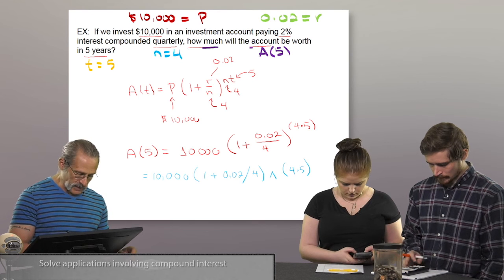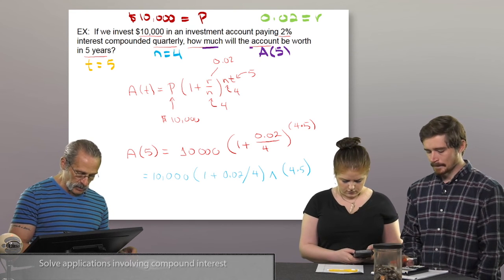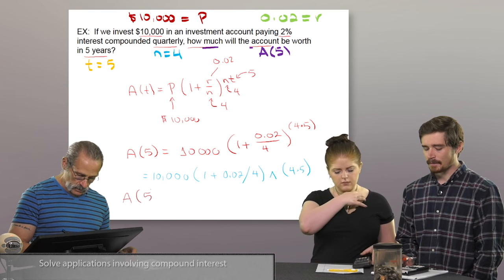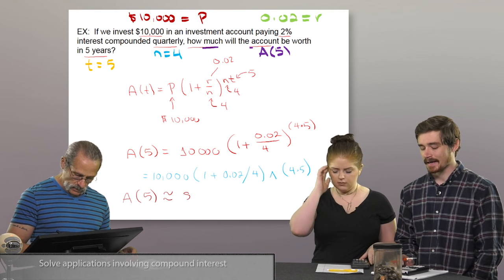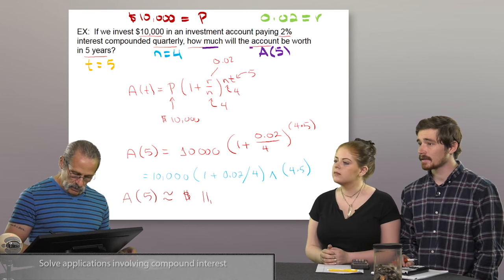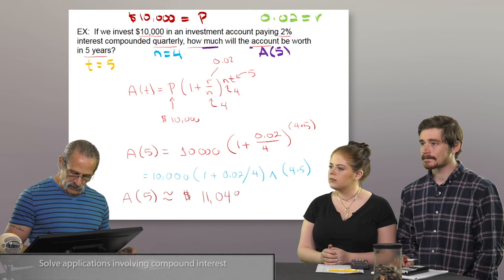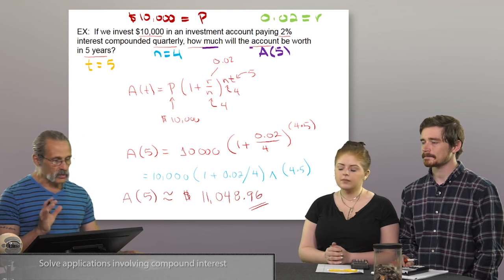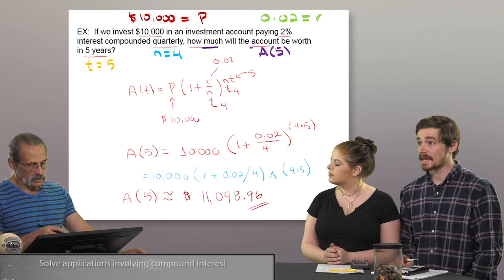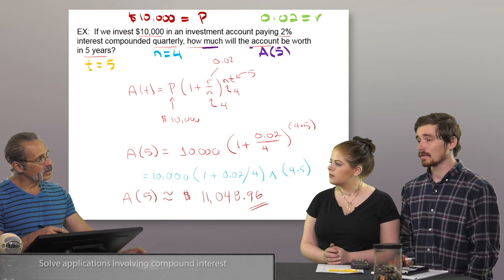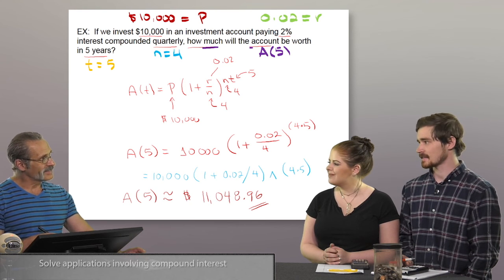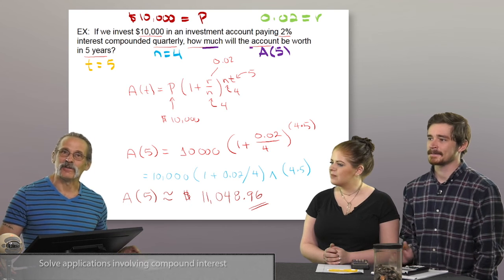And when you do, out to the nearest penny, can you tell me the answer, please? Yeah, I got $11,048.96. Beautiful. $11,048.96, you said? Exactly. We started with how much? We started with $10,000. We ended up with? $11,048 and 96 cents. Thank you so much. Thank you.